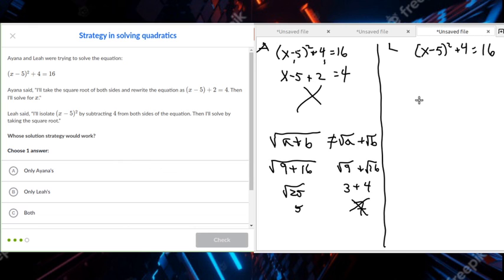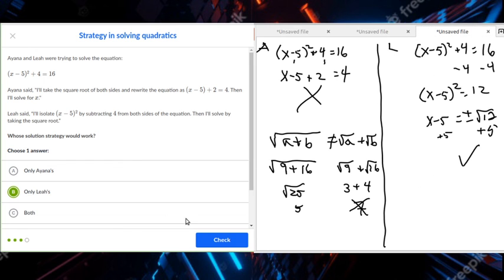Leia said, I'll isolate. We're going to subtract 4 from both sides. So we have x minus 5 squared equals 12. Then I'll solve by taking the square root. And we can take the square root and say x minus 5 is equal to positive or negative square root of 12, and add 5 to both sides. And we'll have our answer. So that one looks like it works. So Leia is our only correct person.